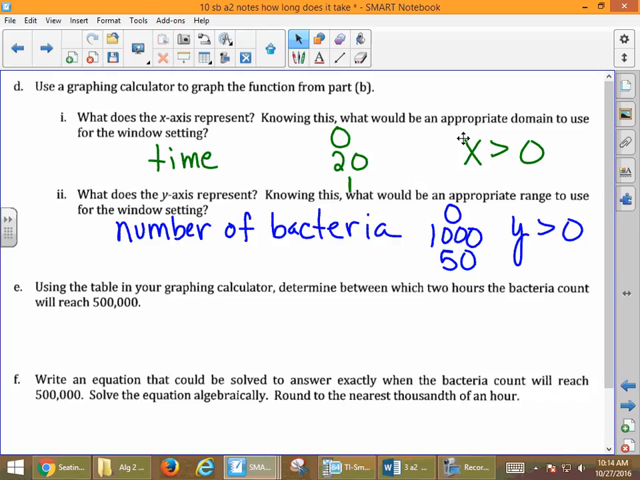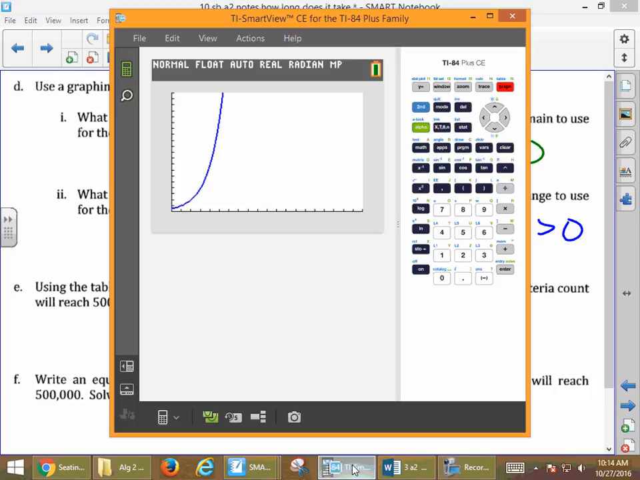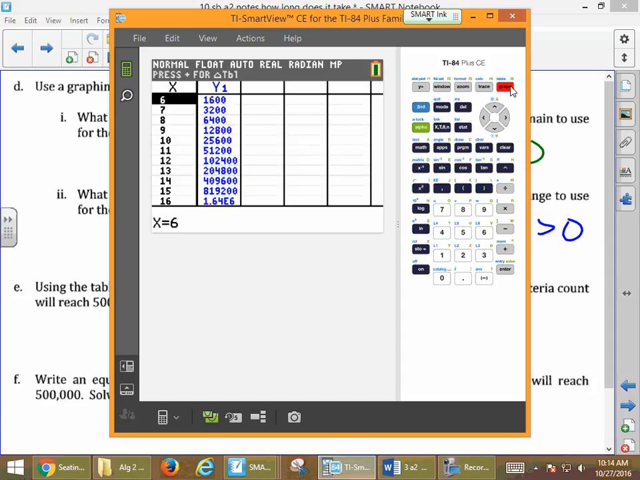Now, we have the function typed into our calculator. We want to look and see between what 2 hours the bacteria count will reach 500,000. So we're going to go to our table, second and graph. And I'm going to start back up here with what we started with originally. We had 25 bacteria, 0, 25.